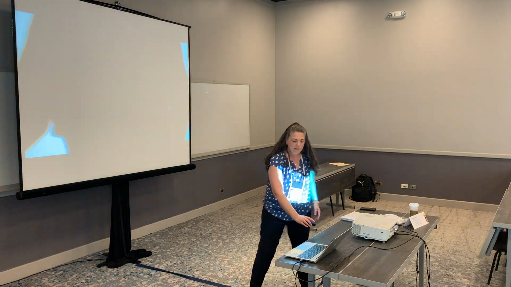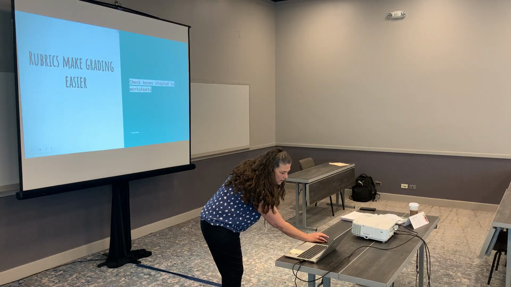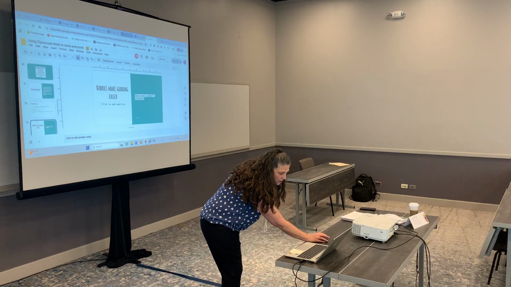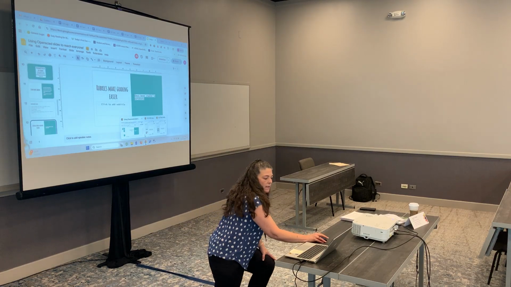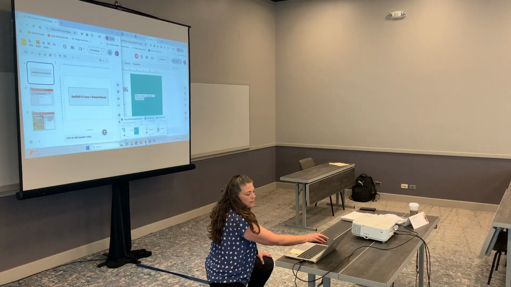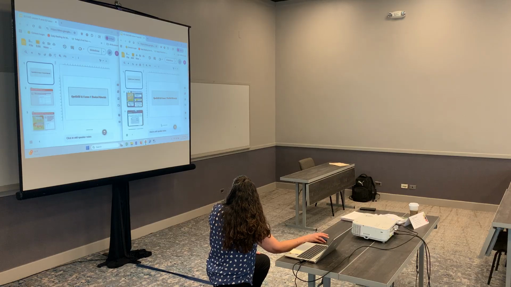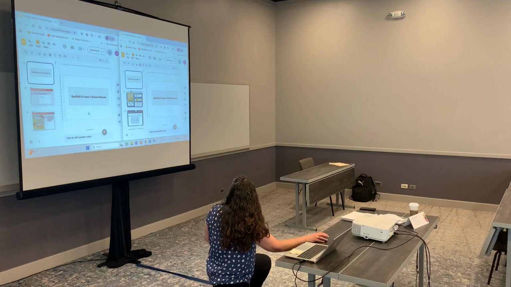To make grading easier, I use rubrics, and I'm going to show you what those are as well. They're like little check boxes that make things a little easier. So I have slides that I made versus slides that Open Sci-Ed has. So these are the standard Open Sci-Ed slides.